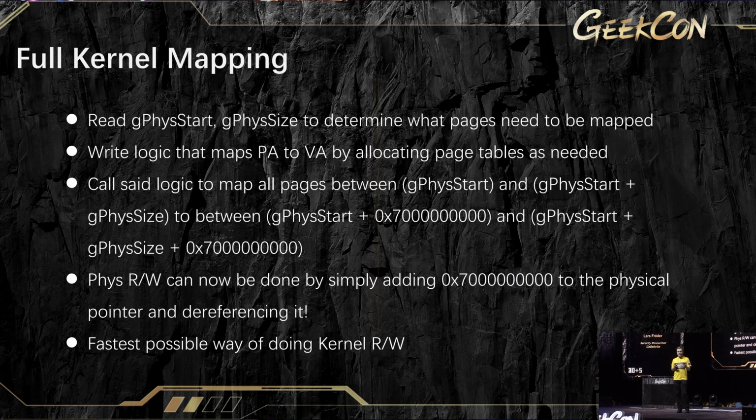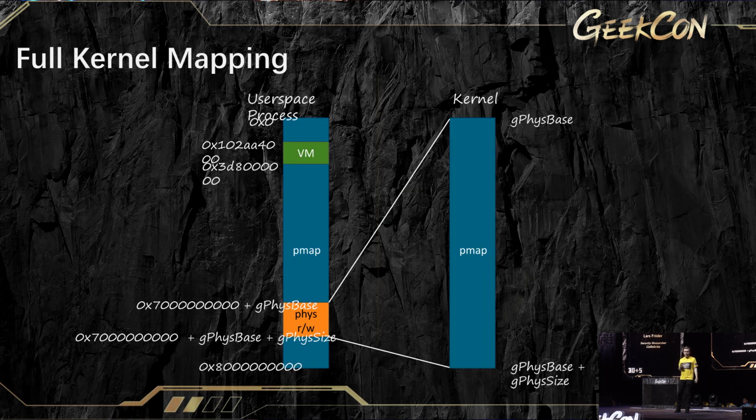And you can simply map the entire address space plus that value, and then you essentially get access to the entire physical address space of the kernel in user space by simply taking the pointer and adding this value to it, and then you can just dereference it. And this is also the fastest possible way of doing kernel read-write. So here's a small illustration of how it looks.